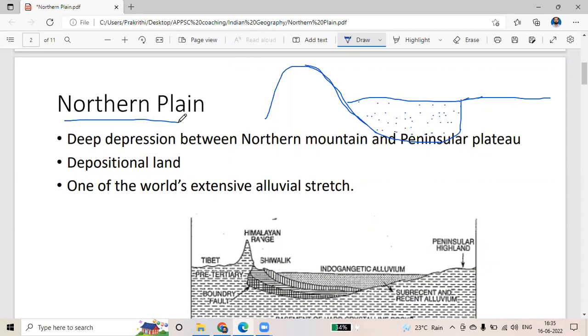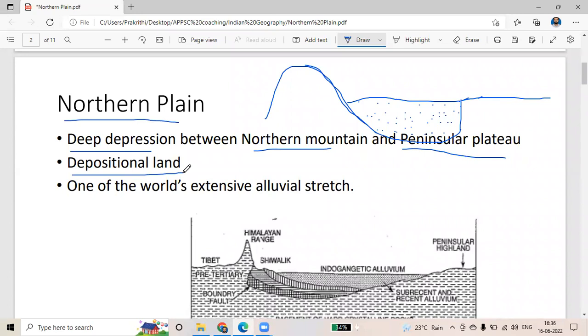That entire area is fertile land, and it is the best place for agriculture. And as it is flat, it can be used for construction purposes. Good roads can be built, and it has many uses, which we can discuss later. So this is how the northern plain was created. It is a deep depression between the northern mountains and the peninsular plateau, and this land was created by deposition.